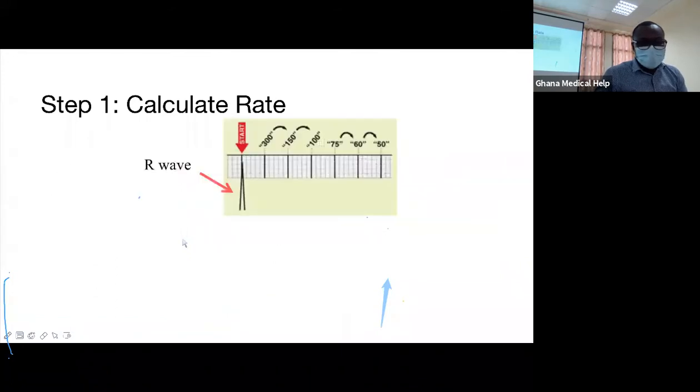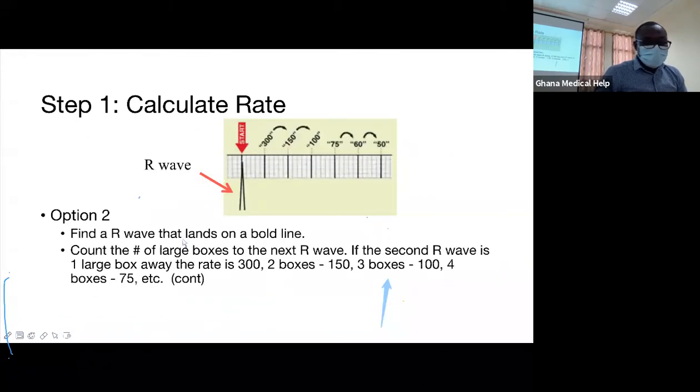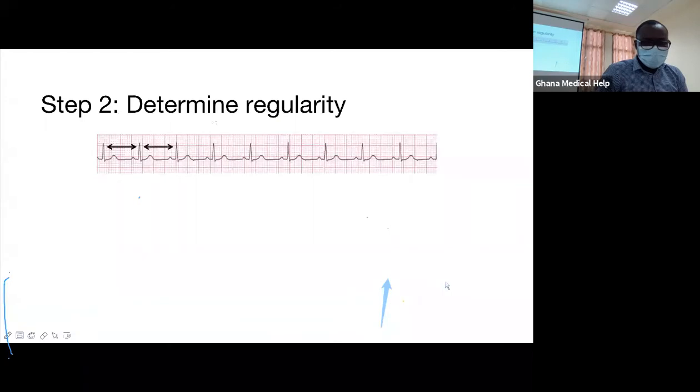Okay, so move on. The next option that you can do, which is usually even more common, is to look at the number of big boxes, that is, this kind of box between one R wave and the other R wave. So if you count the number of large boxes between the two R waves, and you divide 300 by that, you'll be able to get the rate. So very simple as well.